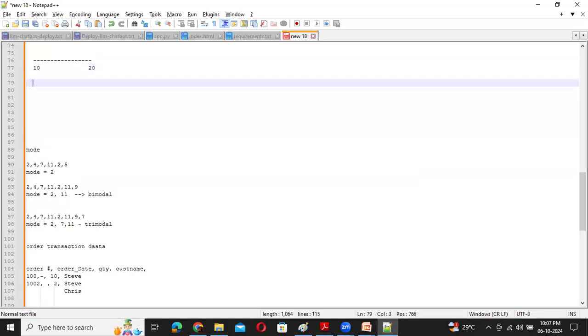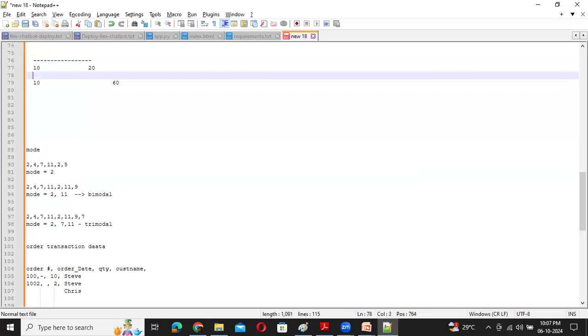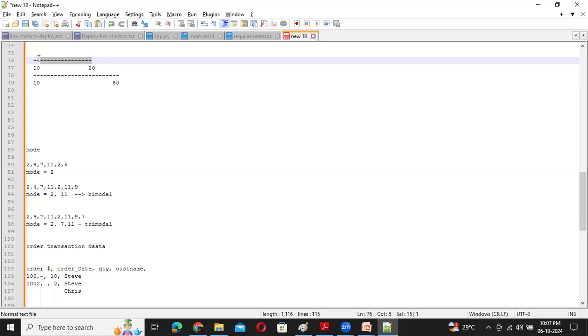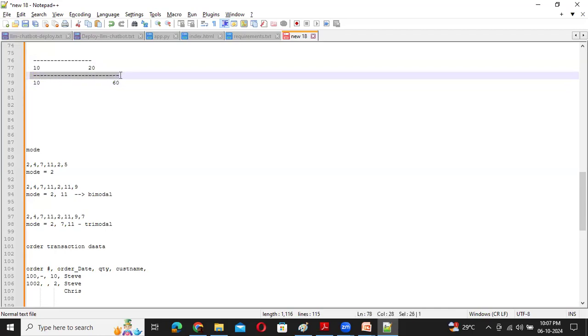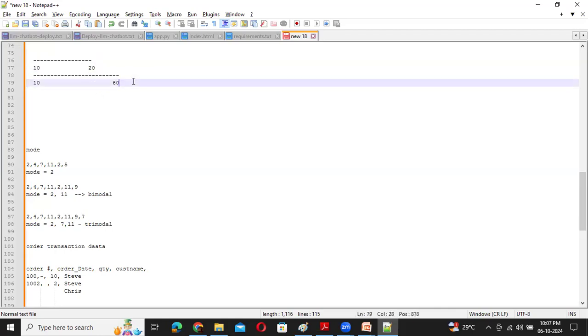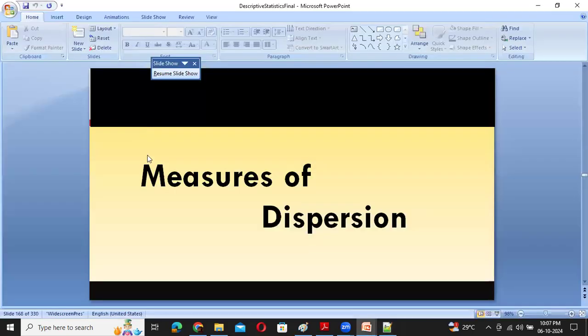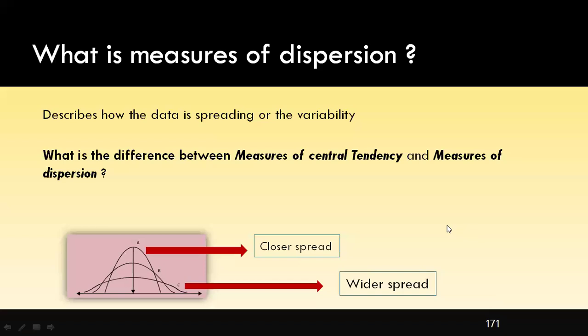For example, I have values from 10 to 50 or 60. What is the spread of this data? The spread of the data is too wide compared to the previous data. Here, with 10 to 20, the spread is only this much. Here the values are between 10 and 60, so the spread is too wide compared to the previous one. That is what we are trying to understand.